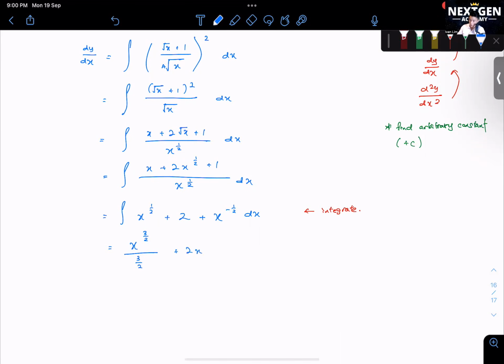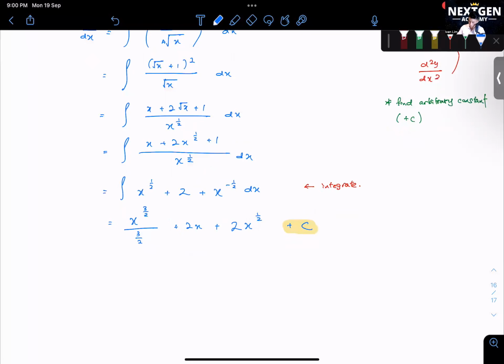Okay, this one you get plus 2x, this one you get plus 2x to the power 1 over 2. Okay, don't forget your plus c. You need to plus c. This part here is very, very important. If the moment you stop, you didn't find the plus c, right? Your bottom half, the second half of the marks all gone already.